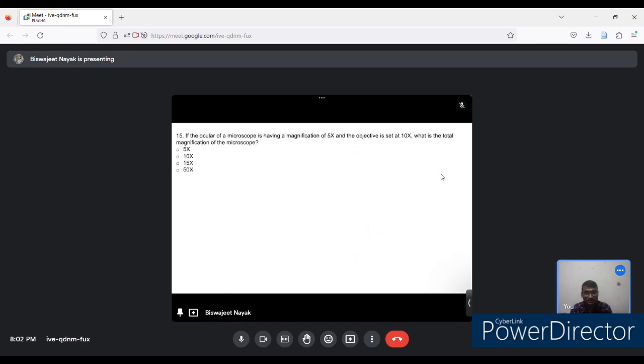If the ocular of a microscope has a magnification of 5x and the objective is set at 10x, what is the total magnification of the microscope? As we know, magnification is given as the product of the two. So here it is 5x times 10x, which is 50x.